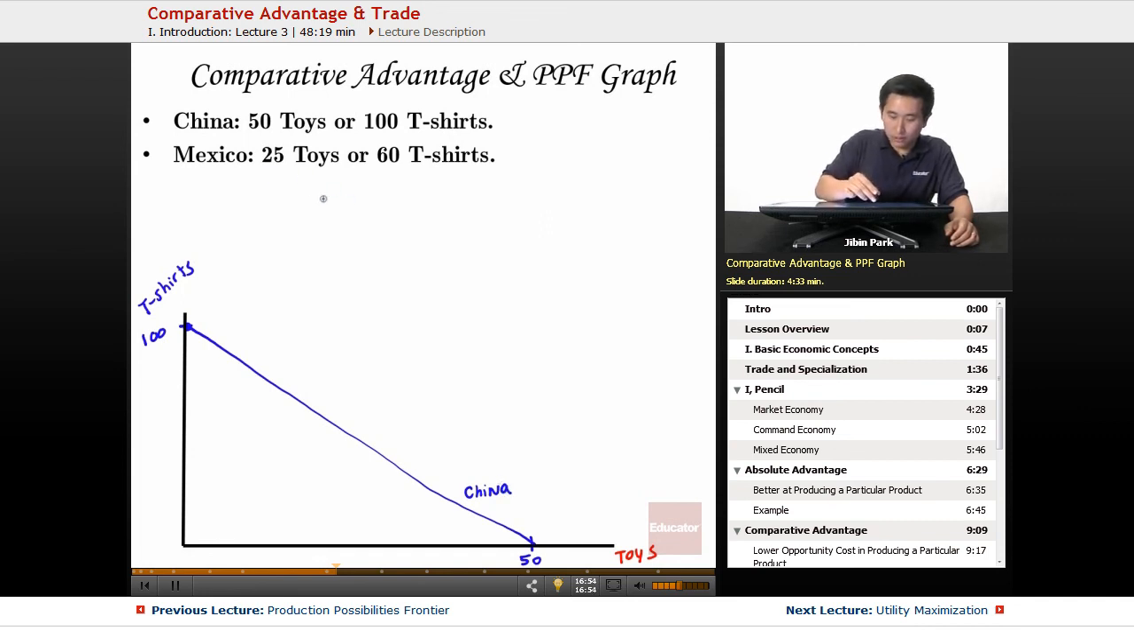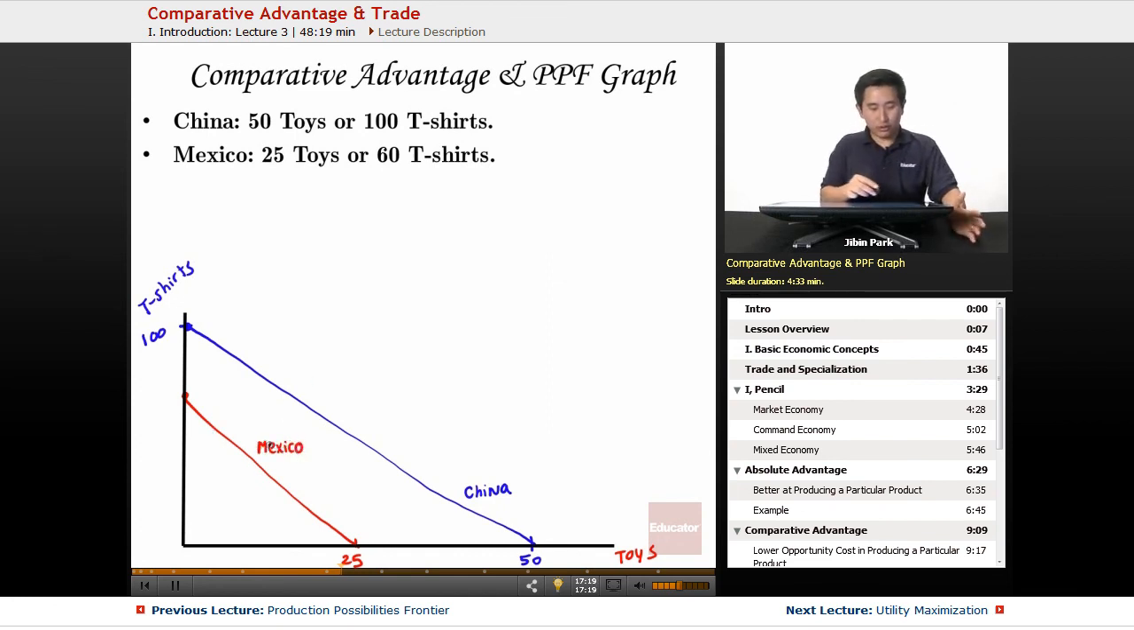And then Mexico could be either 25 toys. So let's go ahead and use red for Mexico. So it'd be 25 toys and either 60 t-shirts here. So you can go ahead and do this here.